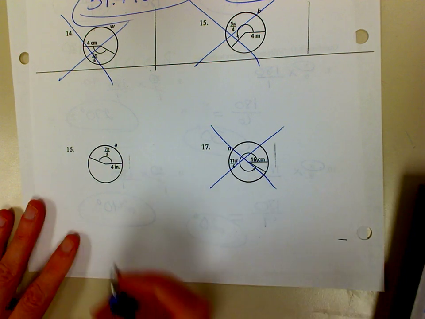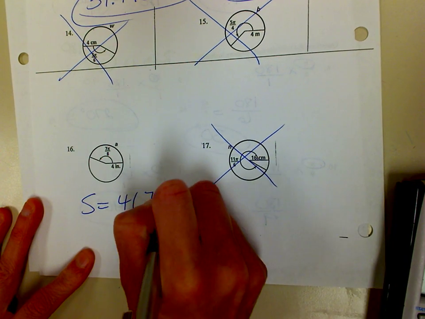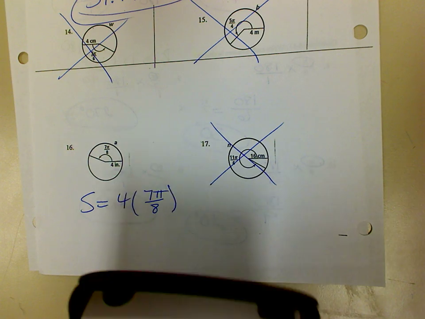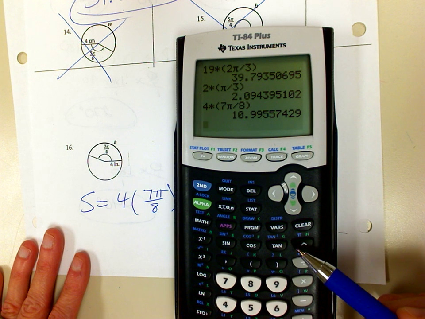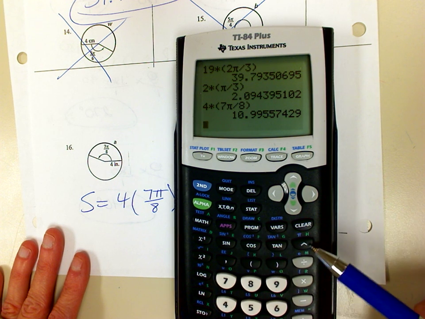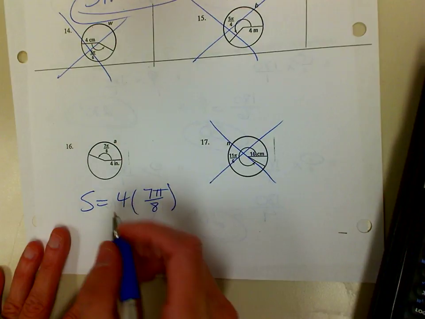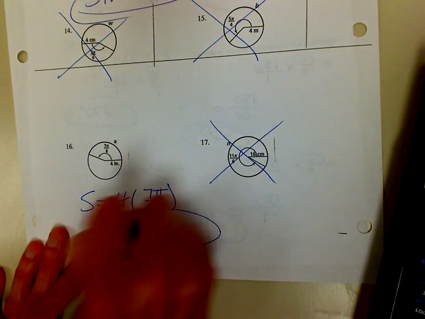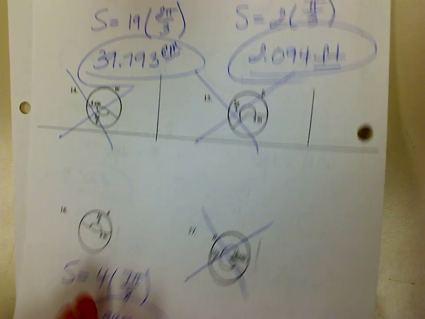Okay, the last one, again, to find the arc length, I take the radius times the radians, put that in my calculator. And by the way, if you're not sure where the pi button is, it is right above the exponent button, so second exponent button. So my answer to 16 is 10.995, and my units are inches. Okay, moving on.